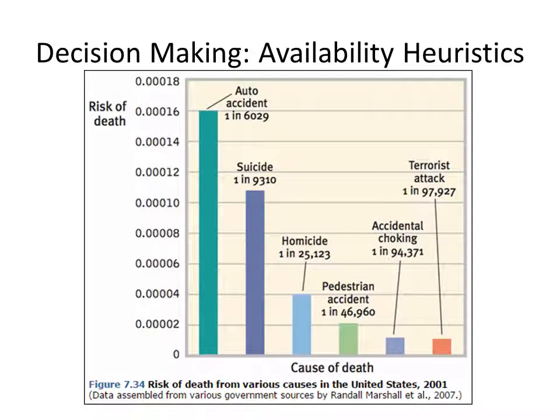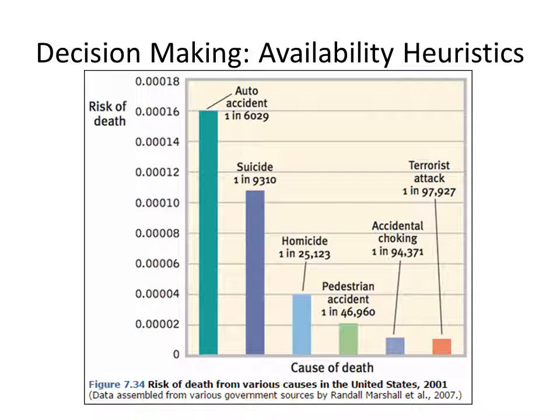Okay, risks of death. Risk of death from various causes in the United States. Most people will die in a car accident. 1 out of 9,300 will die in a suicide. 1 in 25,000 will die in a homicide incident. Pedestrians in an accident, it's about 1 in 46,000.